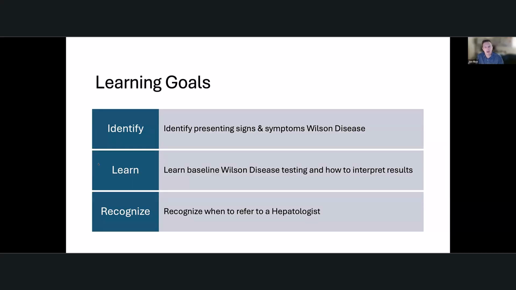And so what are we talking about again today? We talked about identifying presenting signs and symptoms of Wilson's disease. We learned baseline Wilson's disease testing and how to interpret the results. And then recognizing when to refer to a hepatologist. These are the type of patients that are very complex. Sometimes it's subtle, sometimes the diagnosis is not obvious, and I'm happy to see any of these, our colleagues as well. So feel free to reach out anytime.